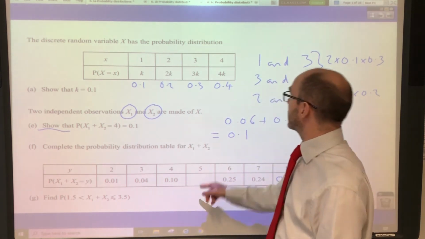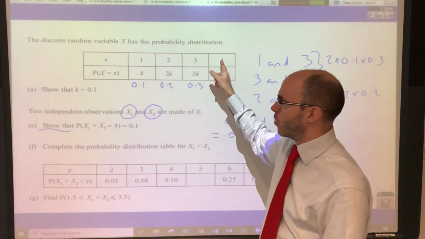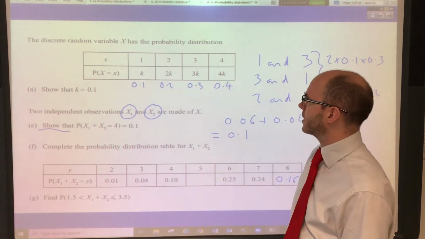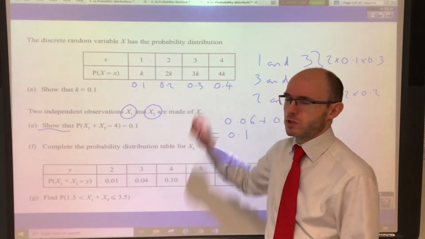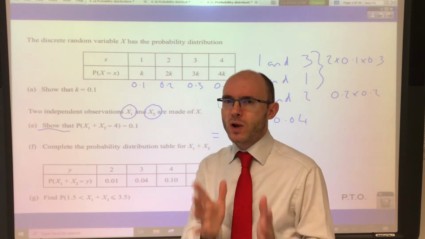And then for this one, well, 2 ways of doing it. One way is to, like we just did now, list all the outcomes to get 5. You can get a 1 and a 4, or 4 and a 1. You can get a 2 and a 3, or 3 and a 2. Work out those probabilities, add them all together. There is a quicker way though.